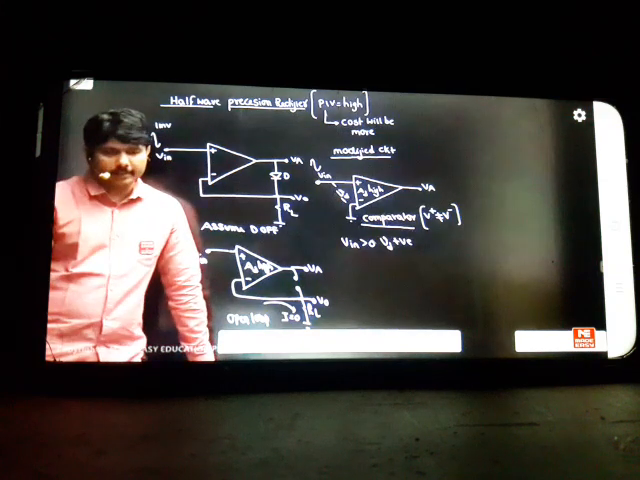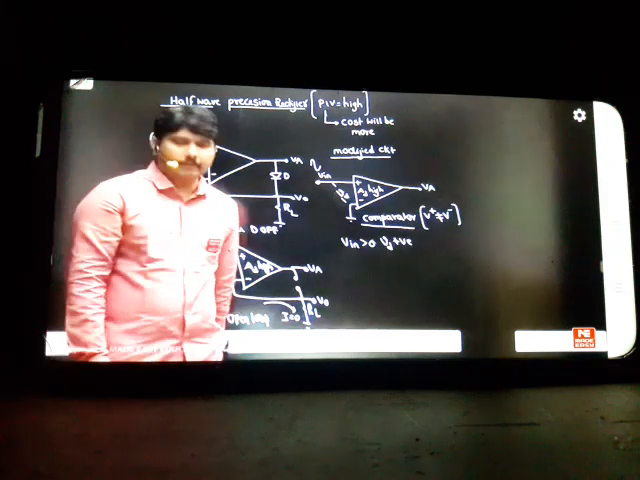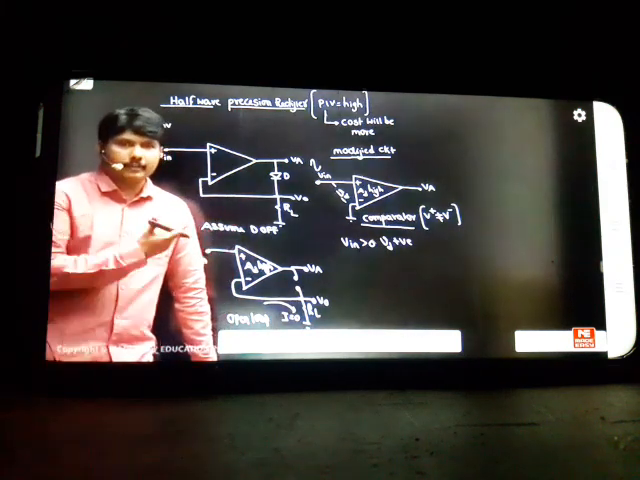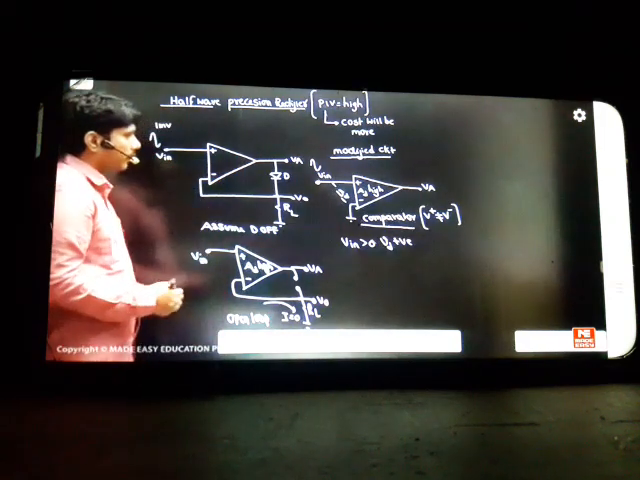Comparators are easy to understand. Okay, comparator. Jahnavi, input you can apply to non-inverting also, you can apply to inverting. This example I have taken for non-inverting. In the next problem I will go for inverting. There is no rule, anywhere you can apply. This example I am taking for non-inverting input.